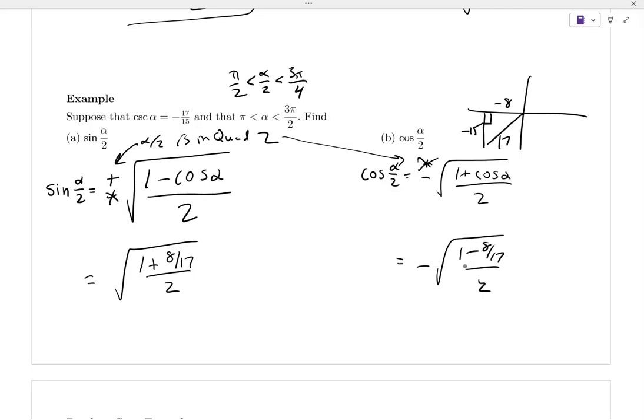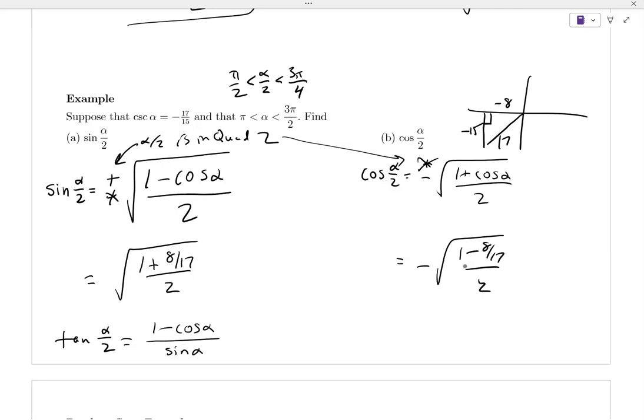Let's do one more, even though I didn't write it on here. I should have. What if I asked you for tangent of alpha over 2? We just wrote down what a half angle formula is for tangent. You got 2 of them, as a matter of fact. And use 1 minus cosine alpha over sine alpha.